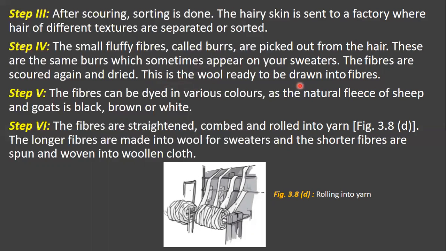This is the wool ready to be drawn into fibers. Next, step 5. The fibers can be dyed in various colors as the natural fleece of sheep and goats is black, brown or white. See children, the sheep and goats hair will be in black, brown or white in color, and it can be dyed into different colors.